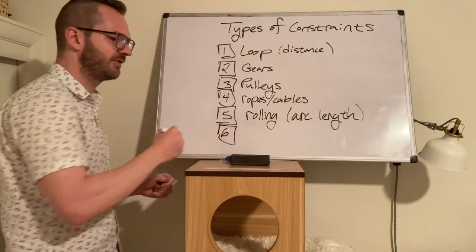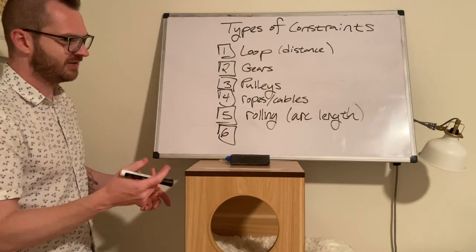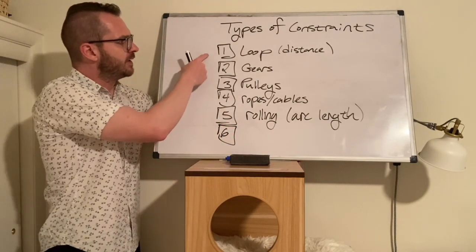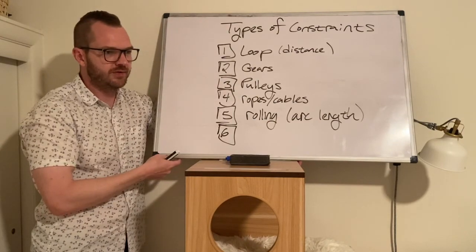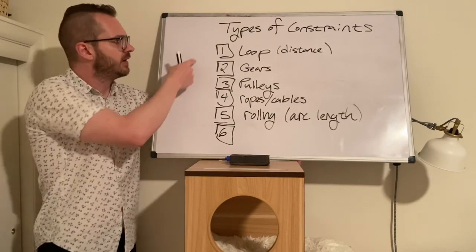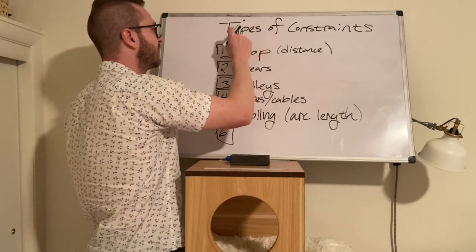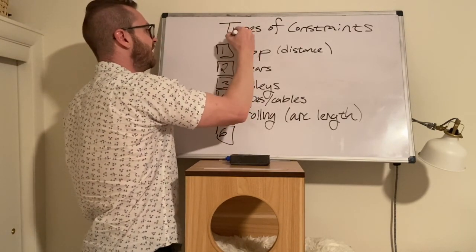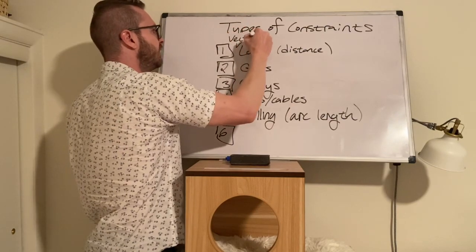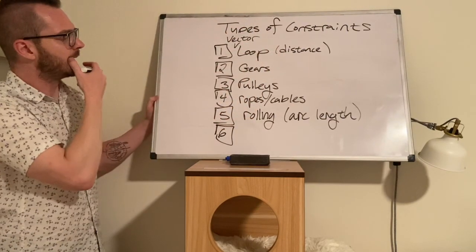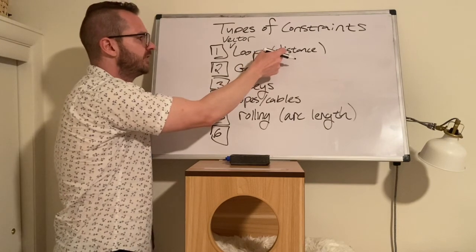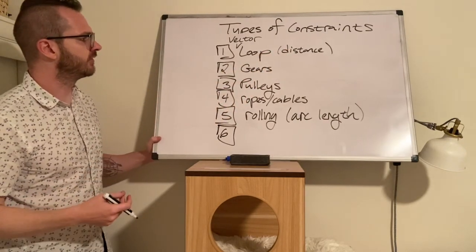And the 6th one, honestly, is just kind of like the exception. So number 1 is the constraint that we're going to discuss in today's video. A loop, or we could even add a little comment in here. We can call this a vector loop. You could sometimes see this called a distance constraint as well.